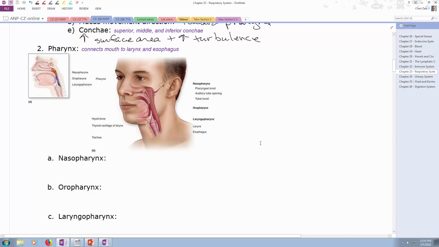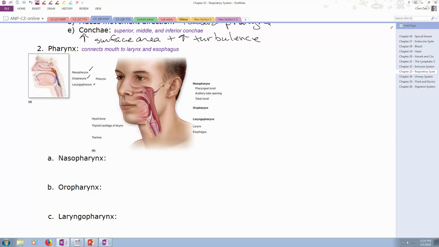Pharynx, connection of the mouth to the larynx and esophagus. There's a little bit more to it than that. We have 3 subdivisions of the pharynx. We have the nasopharynx, the oropharynx, and the laryngopharynx. And they're associated with the nasal cavity anteriorly, the oral cavity anteriorly, and then the larynx also anteriorly.